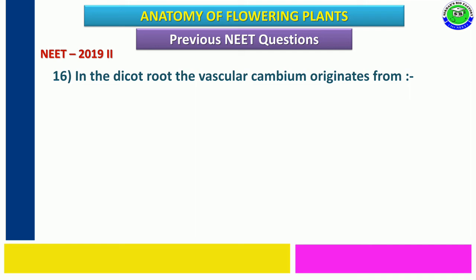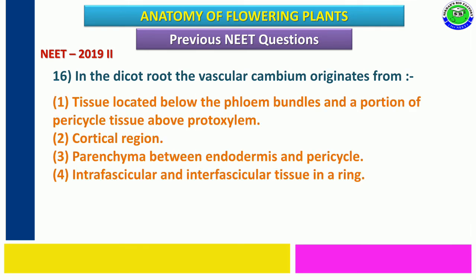NEET 2019 Phase 2, question number 16. In the dicot root, the vascular cambium originates from, first option, tissues located below the phloem bundle and portion of pericycle tissue above protoxylem. Second option, cortical region. And third option, parenchyma between endodermis and pericycle. Fourth option, intrafascicular and interfascicular tissue in a ring. The correct answer is first option.